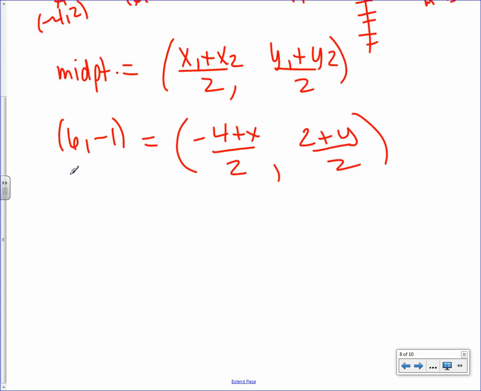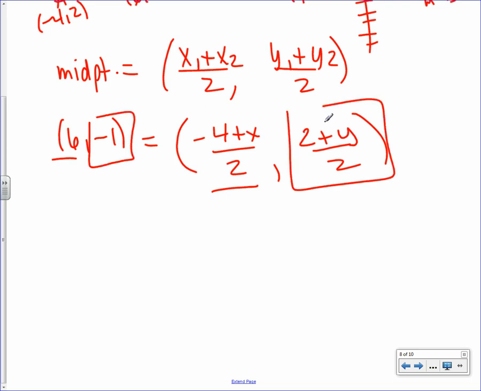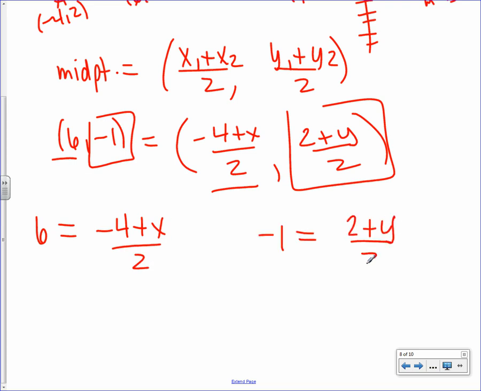What's this letter here? X. What's these? X. What's this one? Y. Y. With an equal sign in between them. So aren't the x's still equal and aren't the y's still equal? Right? So I'm going to set the x's equal to each other. I'm going to set the y's equal to each other separately. I'm going to make 2 separate equations. Okay? I'm just going to pull them apart. So 6 equals -4 plus x over 2, and -1 equals 2 plus y over 2.